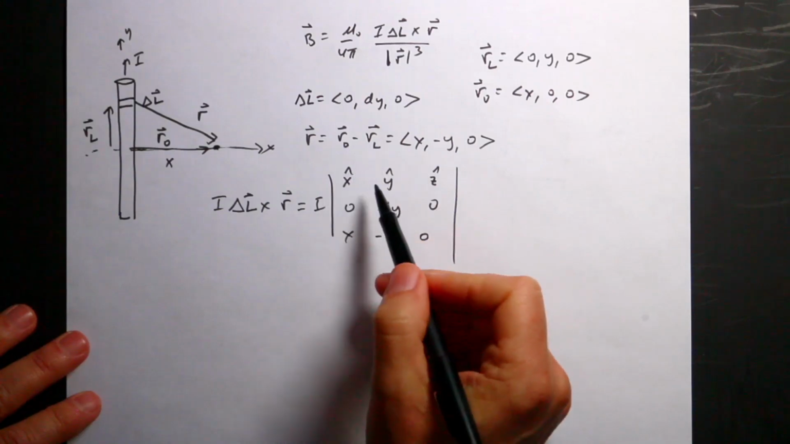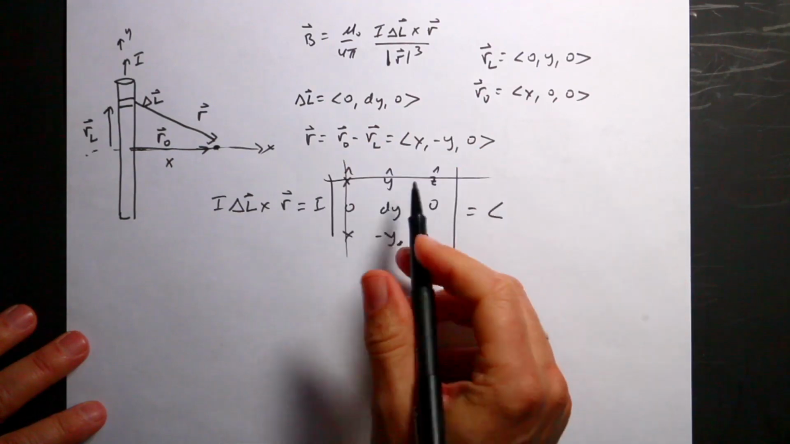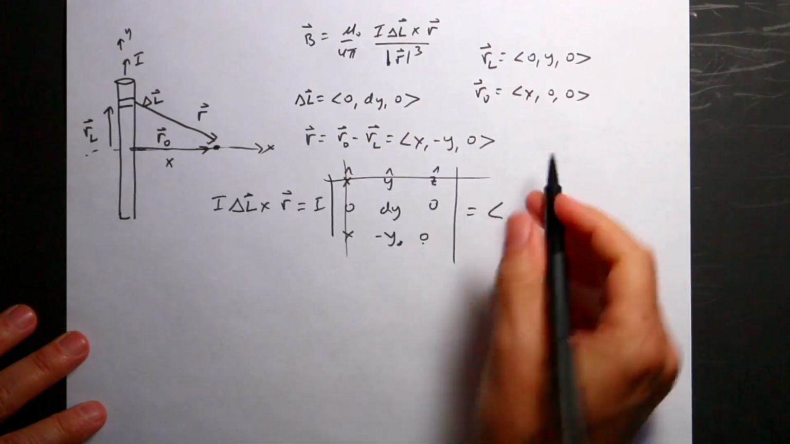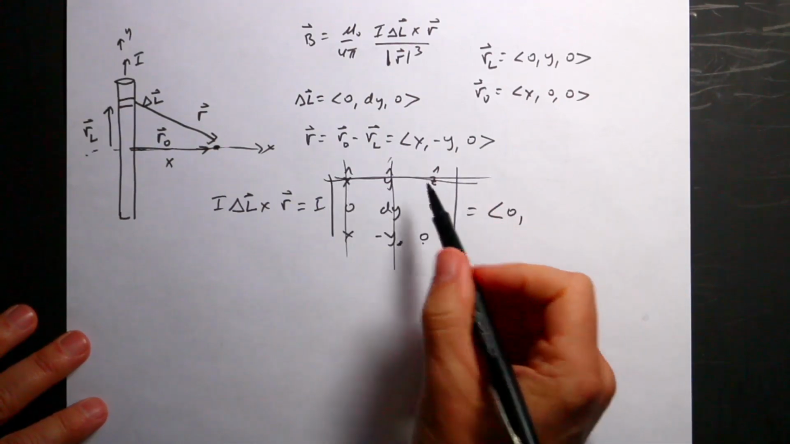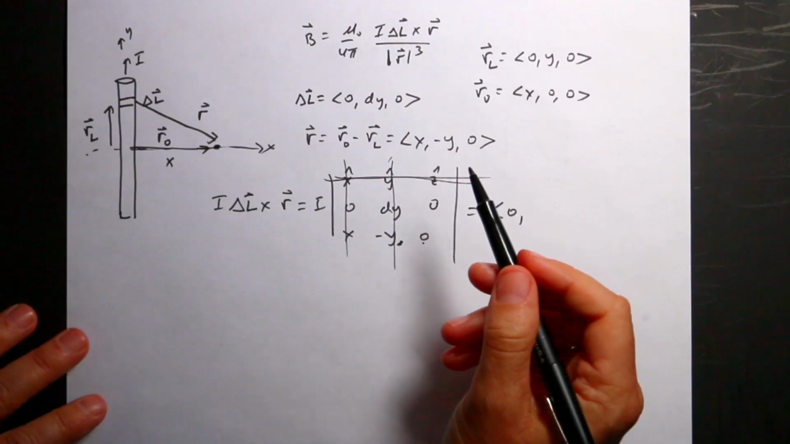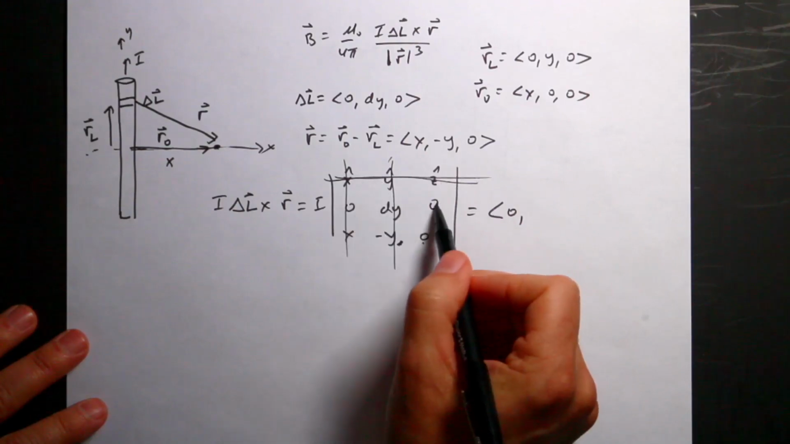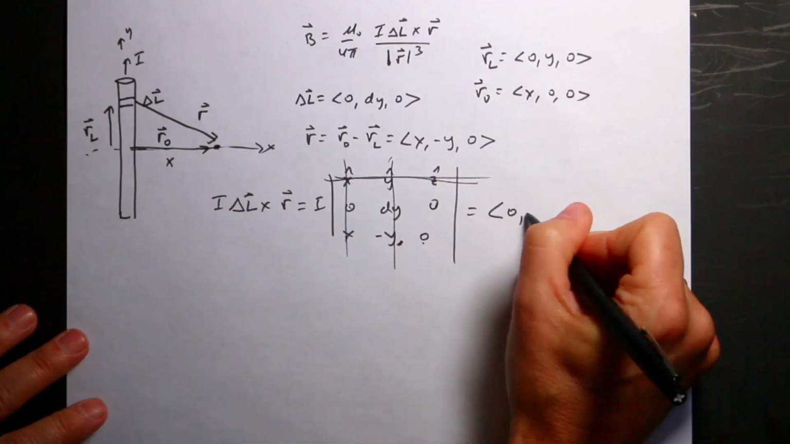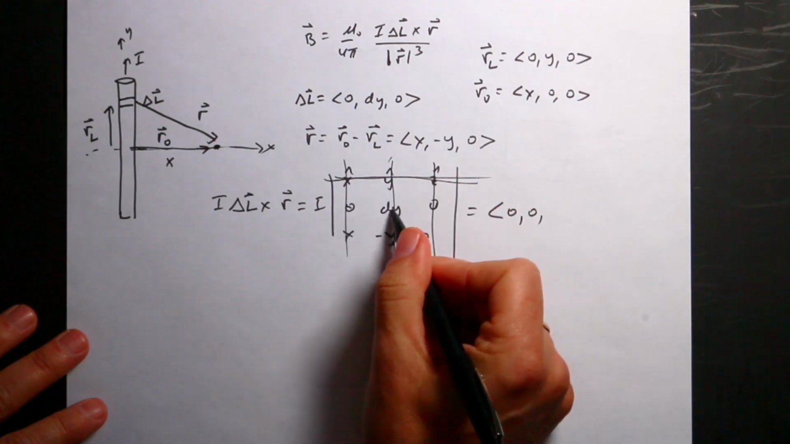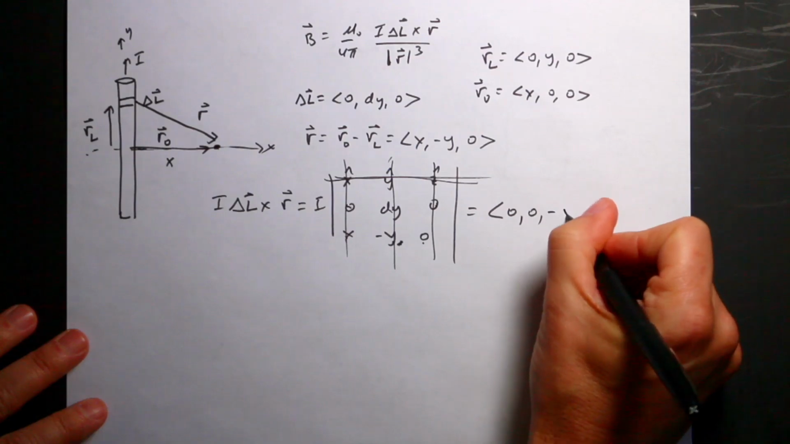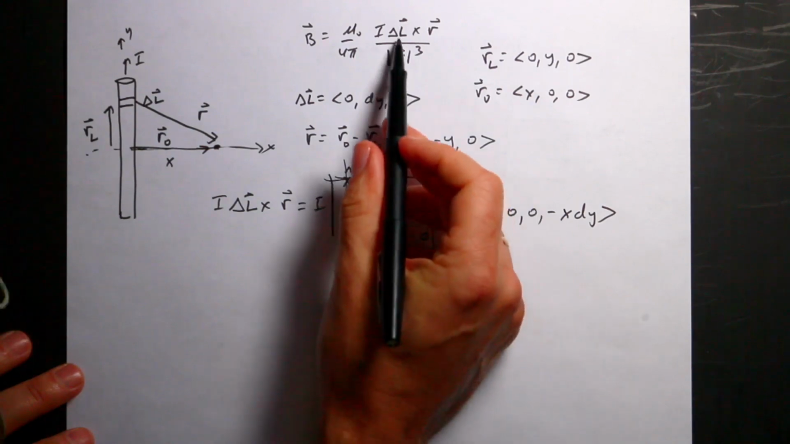Now I'm going to expand about each term up here, and so I get, let's do the x. I expand about that. I get dy times 0, 0 times negative y is 0, and then I expand about y, and it's actually opposite. There's a Jacobian, negative 1 to the 1 plus 1. So that's going to be 0 times x minus 0 times 0, still 0. And then I get the z component. I get 0 times y minus x times dy. Minus x dy. So that is my cross product up here.